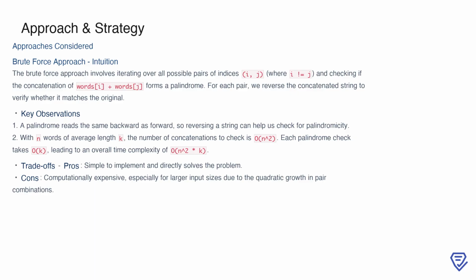While this method is simple and directly solves the problem, it has significant drawbacks in terms of efficiency. For a list of n words, each with an average length of k, we would need to check O(n squared) pairs, and verifying each palindrome takes O(k) time. This results in an overall time complexity of O(n squared * k), which grows quickly as the input size increases, making it impractical for larger datasets. This trade-off highlights the need for a more efficient solution.